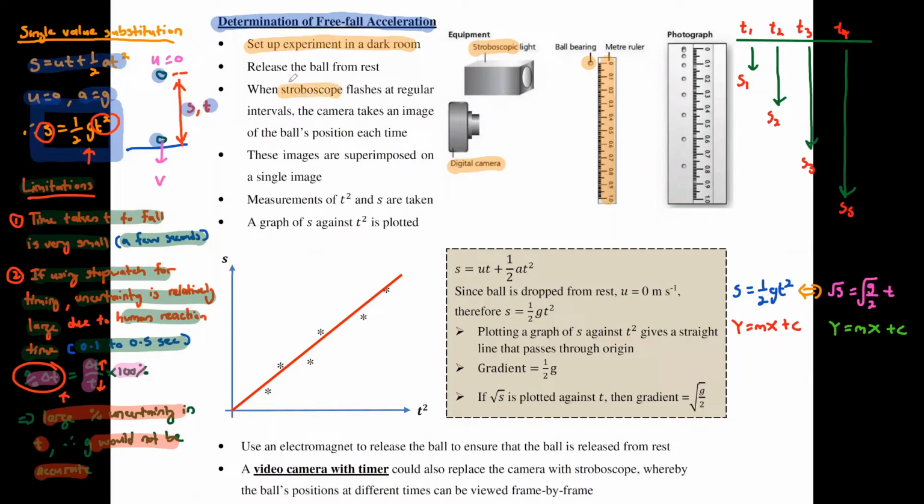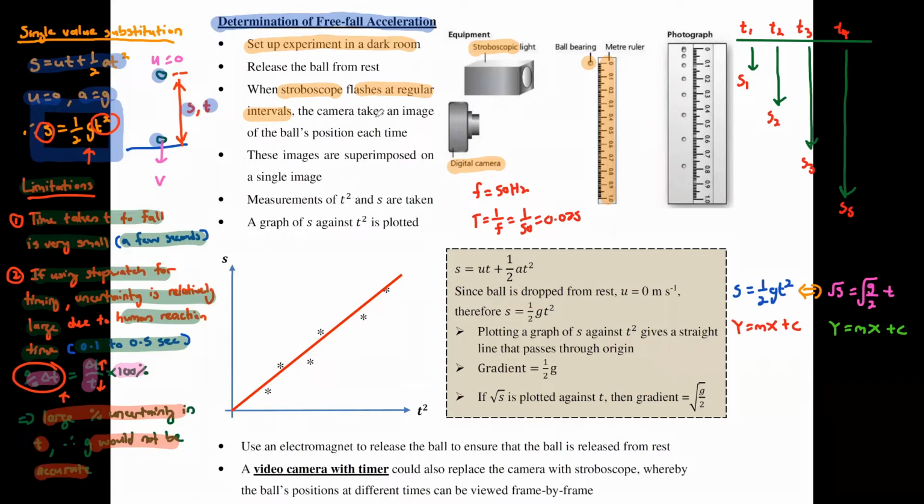A stroboscope is a light that flashes at regular time intervals according to a set frequency. If the frequency of the stroboscope is 50 Hz, it means that it flashes 50 times per second. The time interval between the flashes would be the reciprocal of the frequency, giving us 0.02 seconds.